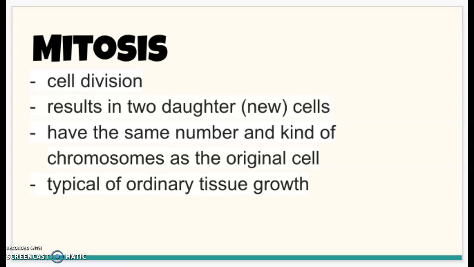Mitosis. This is one type of cell division. Now, it's important that you understand the difference between mitosis and meiosis. Those are two different types of cell division.